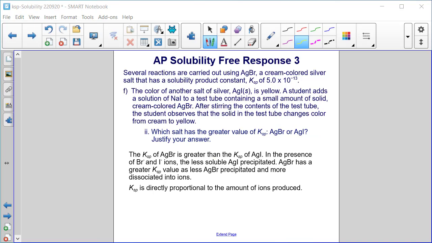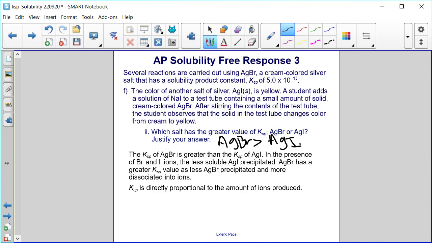In the second part, we're asked which salt has the greater value of Ksp, silver bromide or silver iodide. The Ksp of silver bromide is greater than the Ksp of silver iodide because in the presence of both bromide and iodide ions, the less soluble silver iodide is what precipitated.